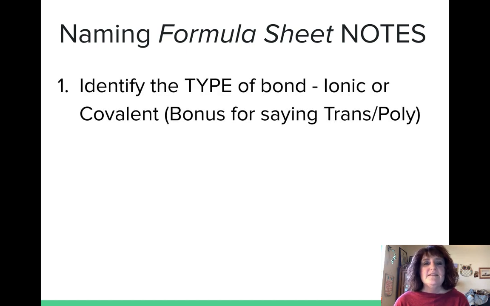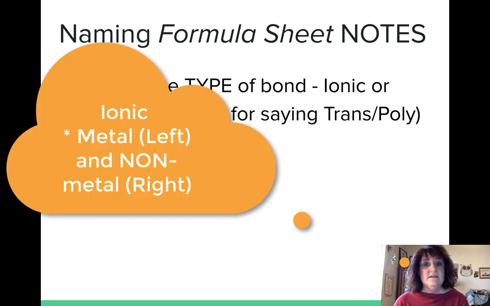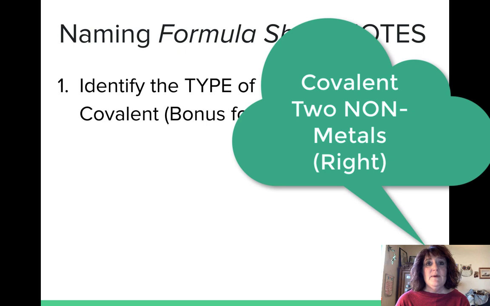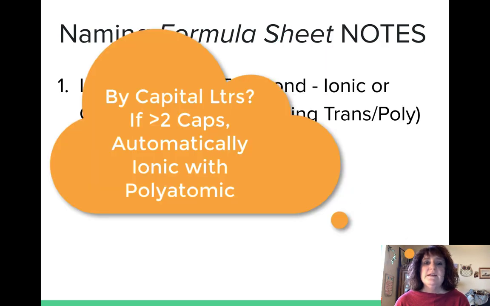1. You need to identify the type of bond that you have, either ionic or covalent. Ionic bonds will have a metal from the left-hand side of the stairstep and a non-metal from the right-hand side. Covalent will have two non-metals, so two things from the right-hand side of the stairstep. You can also identify the type of bond by the number of capital letters. If it has more than two capital letters, it's automatically ionic because it has a polyatomic.